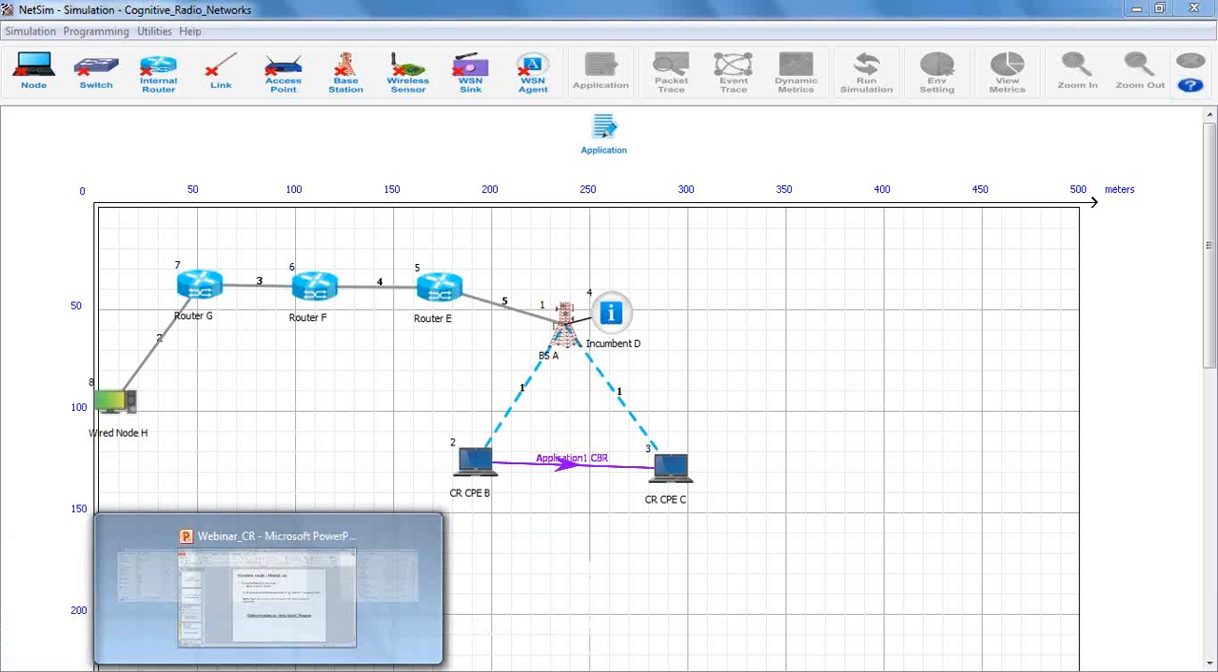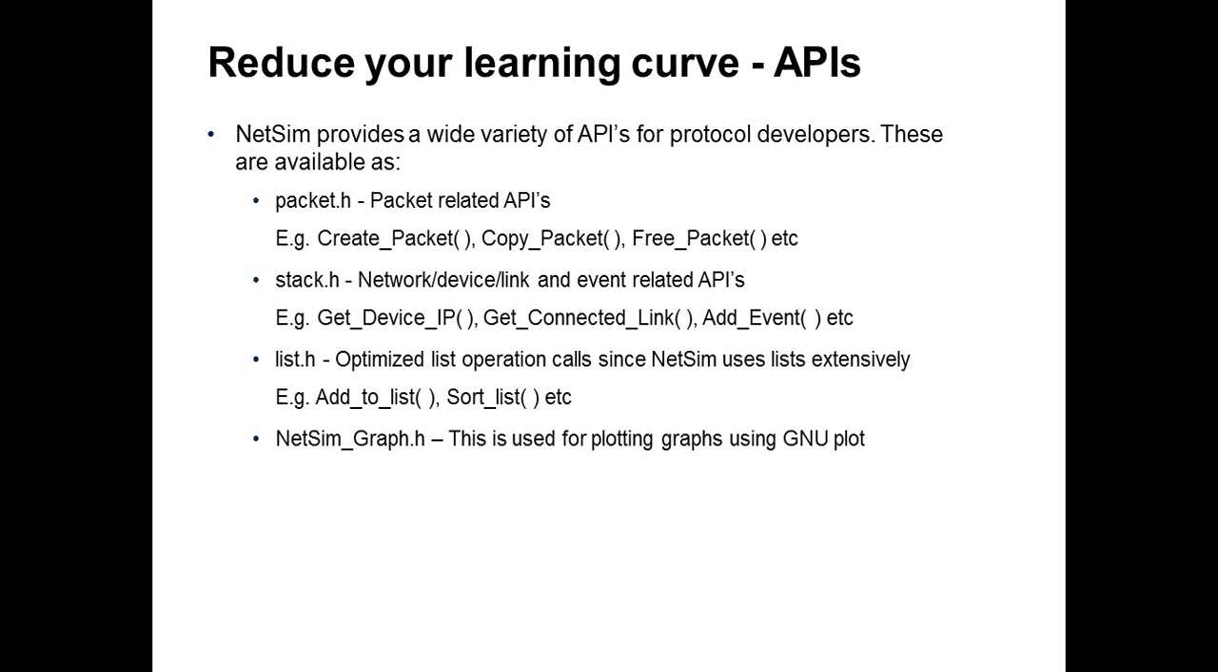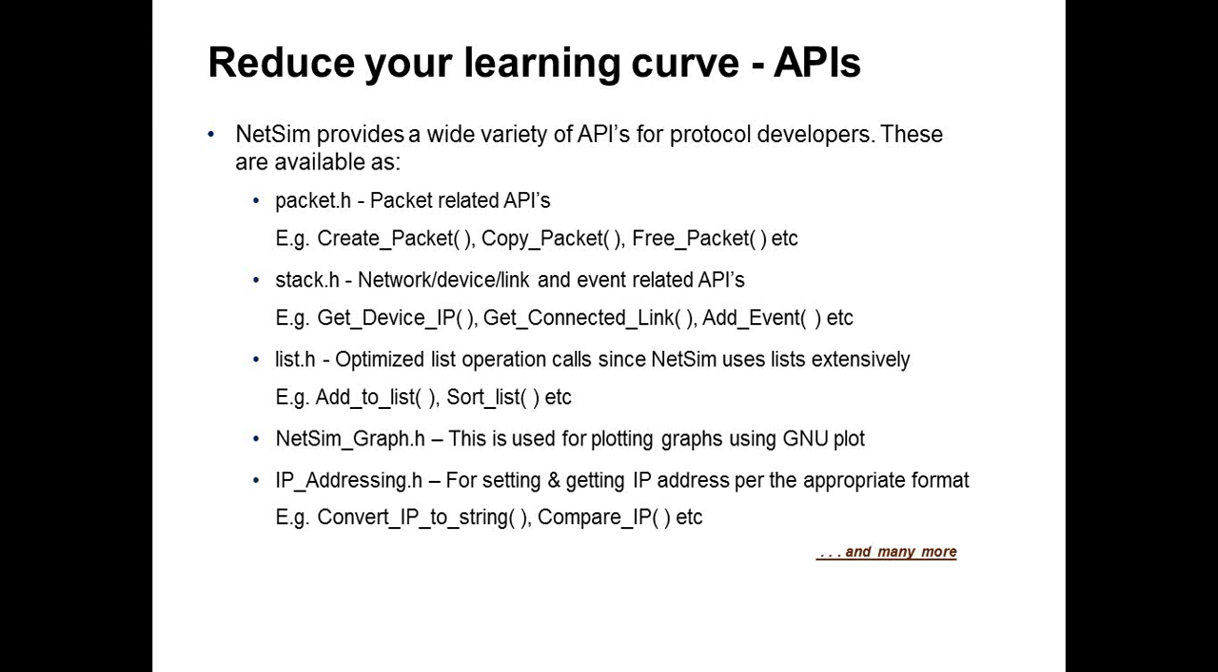So while editing the code or writing a new code, Netsim provides a wide variety of APIs. For example, in order to create a packet or copy a packet, that is create a duplicate packet, the protocol developer need not write the code manually. We are already providing APIs like create packet, copy packet, then getting the device IP, then sorting the list, converting IP to string, and many more.